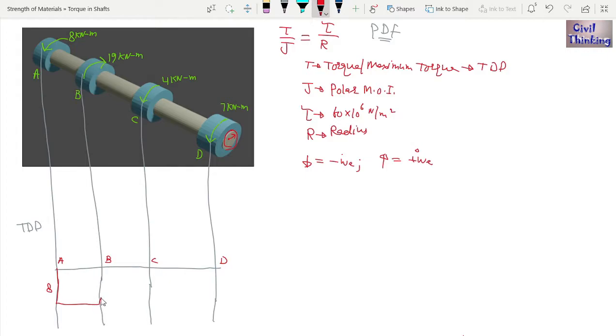Okay, so I have to go up by 19. So let me go first up by 8, because I know from here to here is 8. Then what is remaining? Now I have to go more 11. Okay, because 11 plus 8 is 19. Let me assume this to be 11. Okay, now from B to C there is nothing.